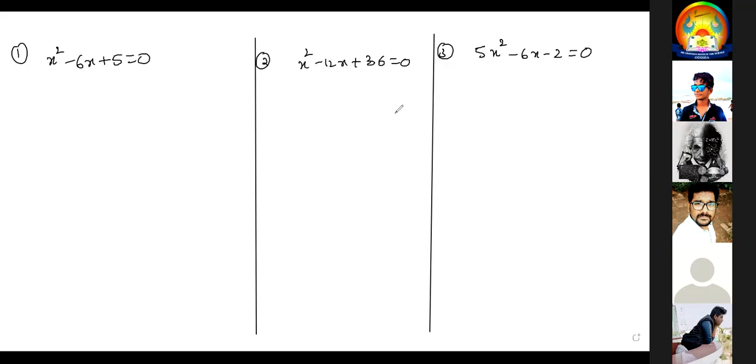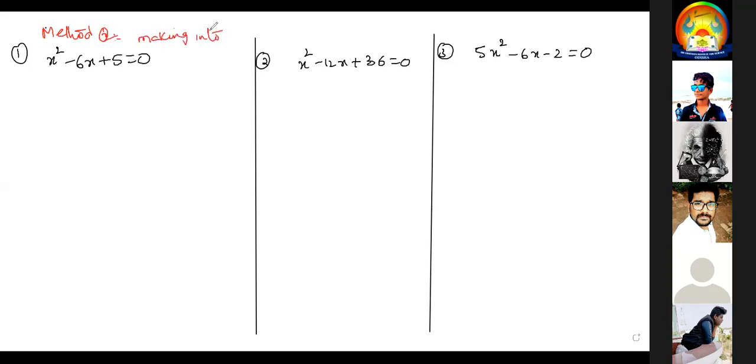Now to overcome that, they started another method. It is called method number 2, making into a perfect square.